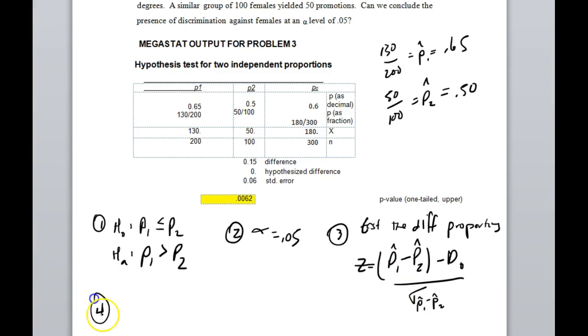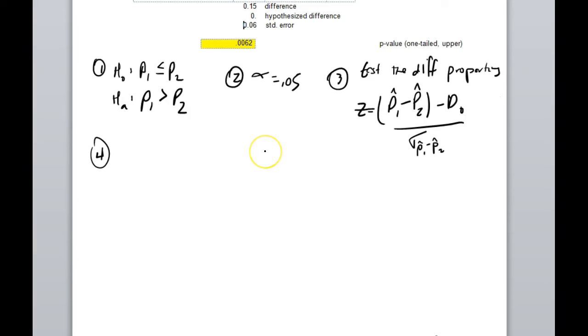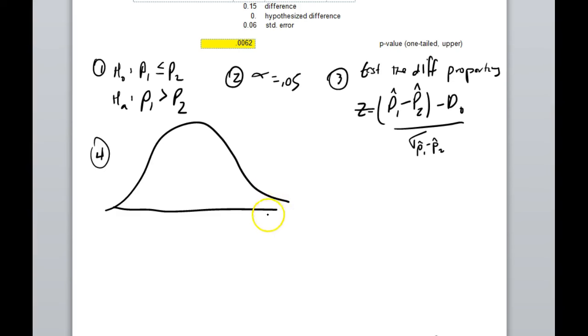Okay, so 4 is we establish our rejection region. As you can see, this is a Z statistic, so we're drawing a normal table or a Z table. Because we have a significance level of 0.05, and because it's a one-sided test that's facing the right, we have 0.05 over here on the right. So this is our rejection region, and then our fail to reject region has 95% of the probability.